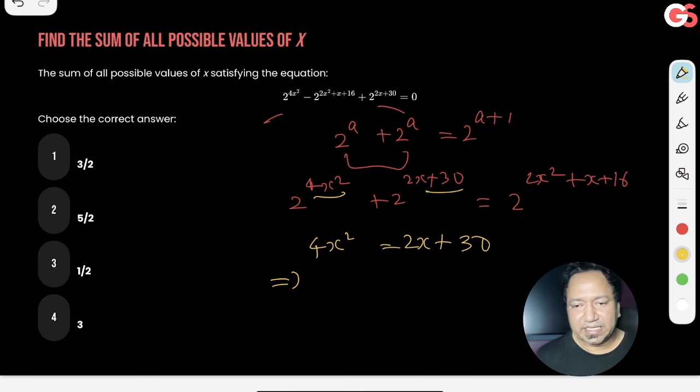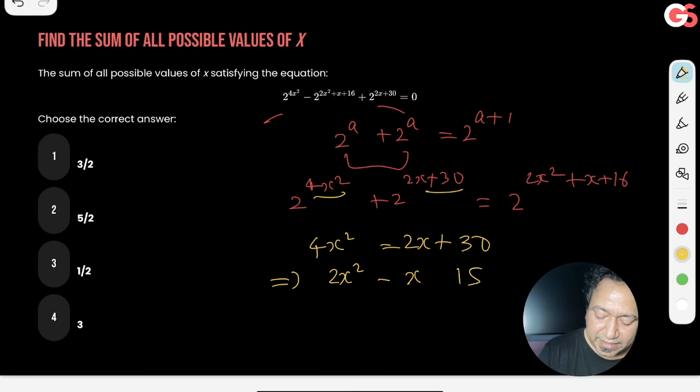Now, doing all the basic stuff, I just divide this by 2 and bring it to one side. Dividing by 2, I get 2x square, here I get x, and here I get 15. Bringing it to the left hand side, this is what I get, equal to 0. Wow, this is a quadratic equation.